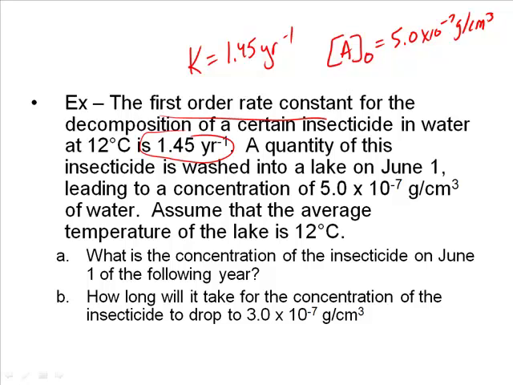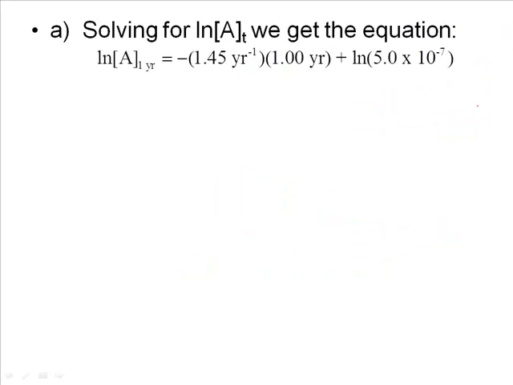Assume that the average temperature of the lake is 12 degrees Celsius. They want to know what is the concentration of the insecticide on June 1st of the following year. So we know that our time is going to equal 1 year, and they want to know the concentration at that time, which again, instead of T, we could write 1 year. So again, you know your variables, you put these numbers into the equation, and then you basically solve.